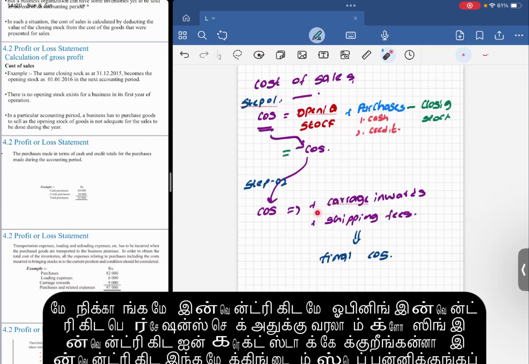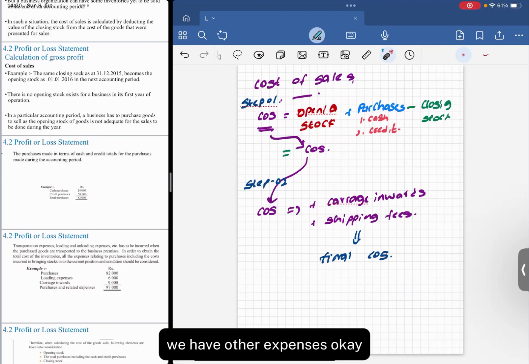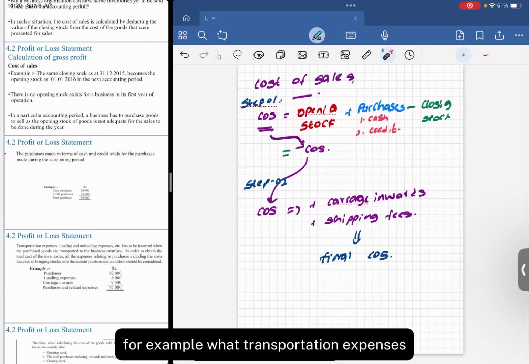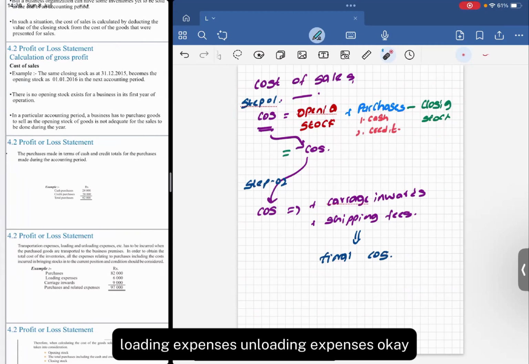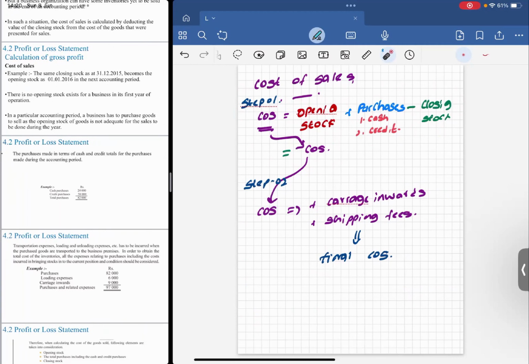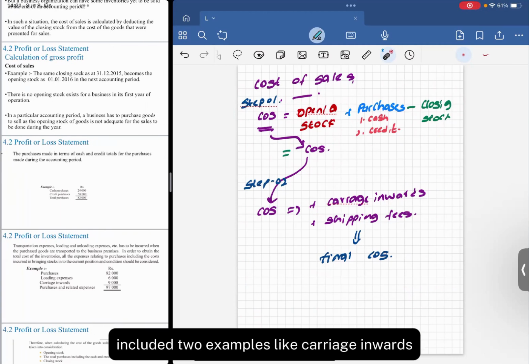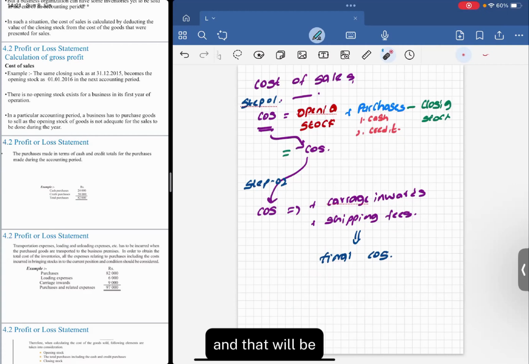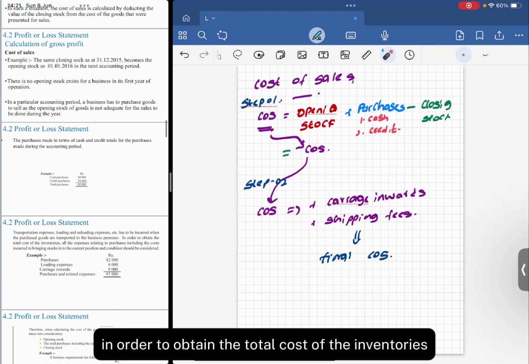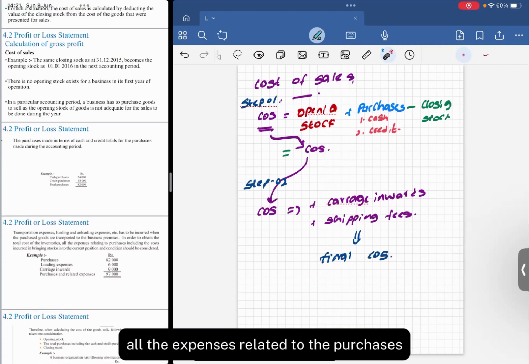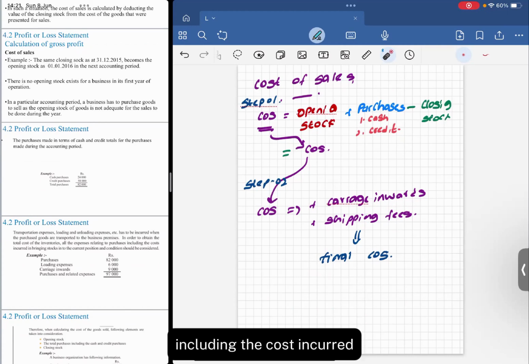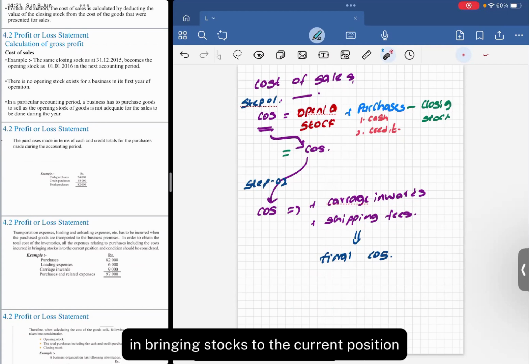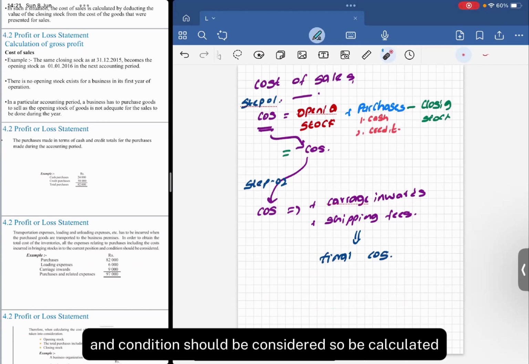Then, in addition, we have other expenses. For example, transportation expenses, loading expenses, unloading expenses. Here I included 2 examples like carriage inwards and shipping fees. So this has to be added in order to obtain the total cost of the inventories, including the cost incurred in bringing stocks to the current position and condition. So we calculated it.